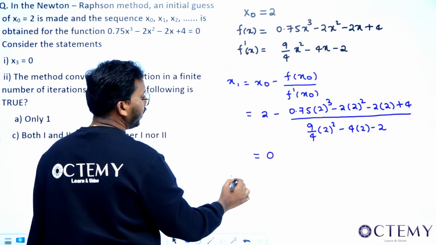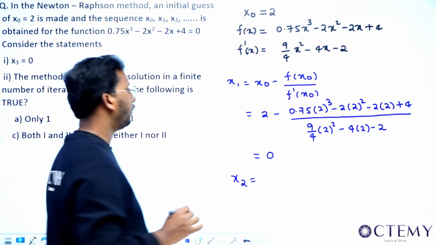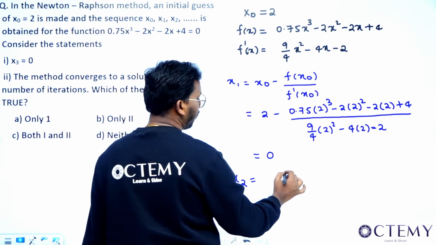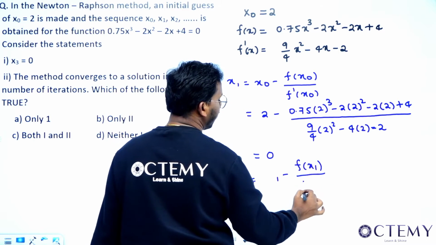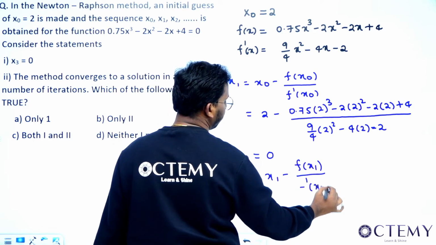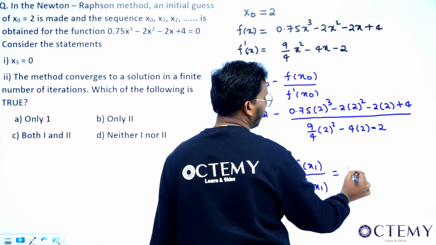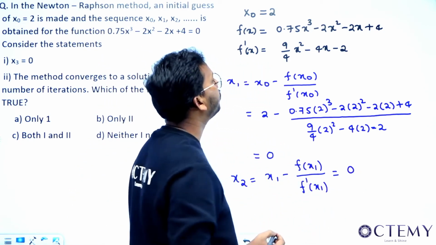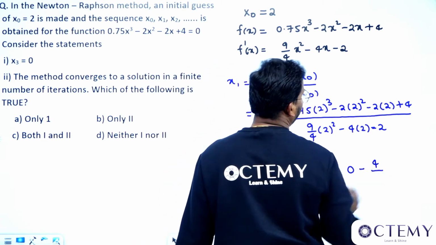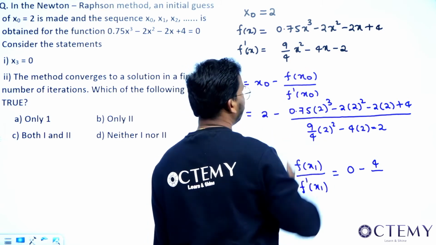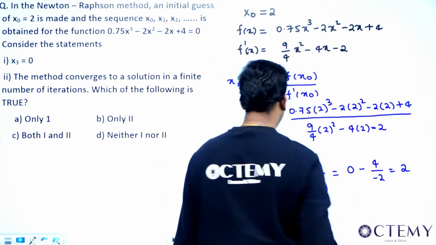Now let us find x2, sir. What will be my x2? My x2 will be x1 minus f of x1 divided by f dash of x1. So what is my x1, sir? It is coming 0. In f, if you put 0, you will get 4, divided by, in f dash if you put 0, you will get minus 2. So that will be equal to 2, right?